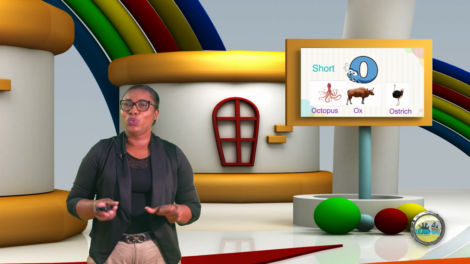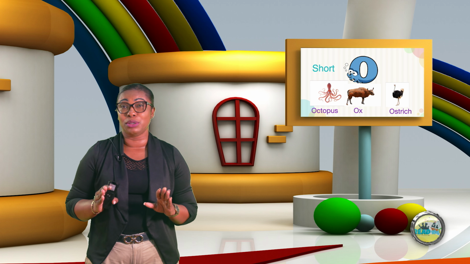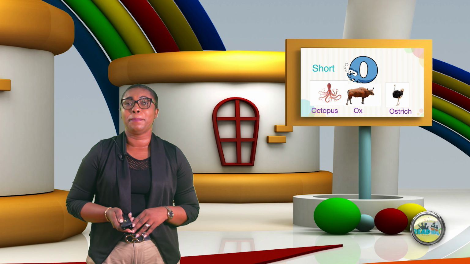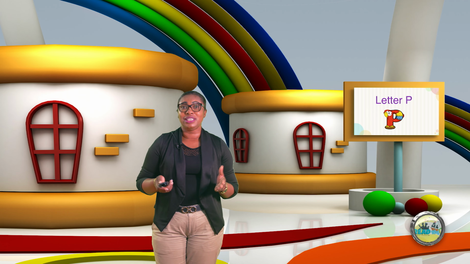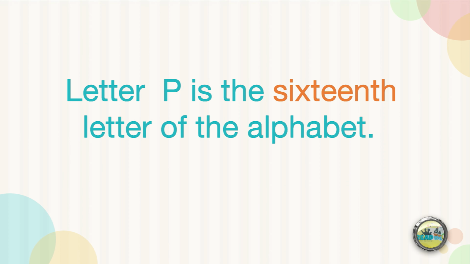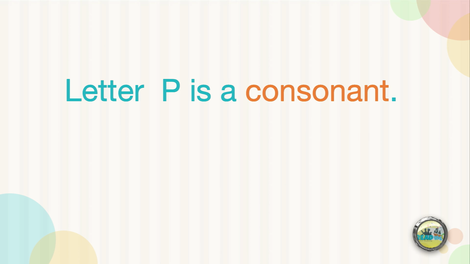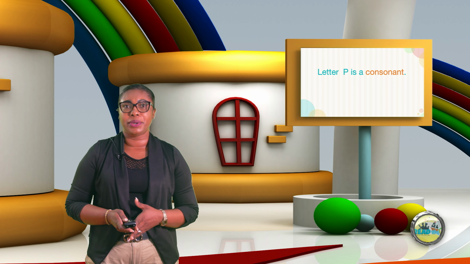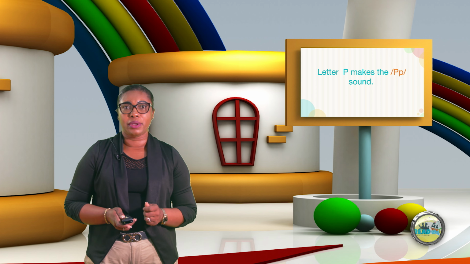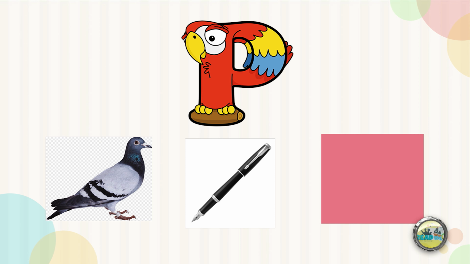Now today, we are going to be meeting not just the pretty but poised letter P. Now letter P is the 16th letter of the alphabet. Letter P is considered a consonant. P makes the sound P. A little puff, let's try it. P. P. As in pigeon, P. As in pen, and P. As in paper.